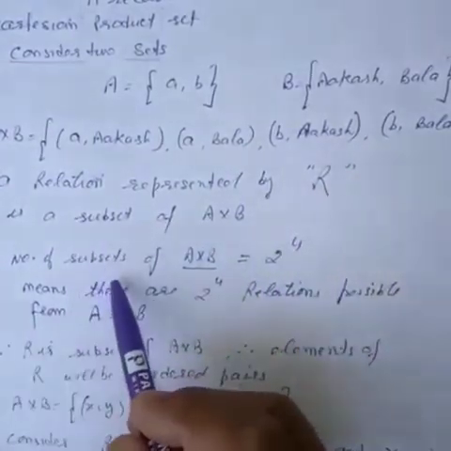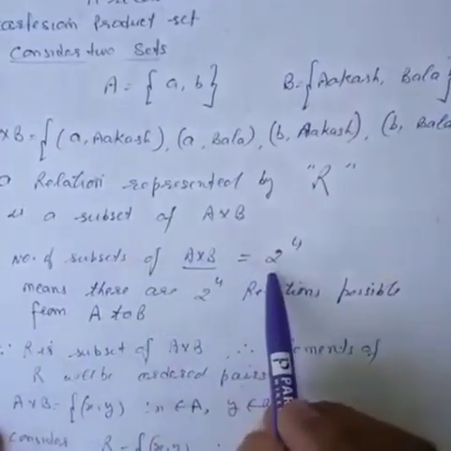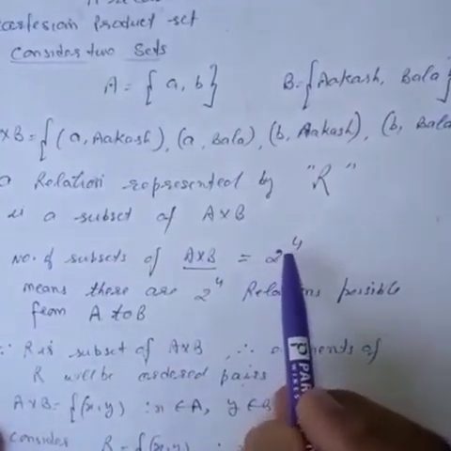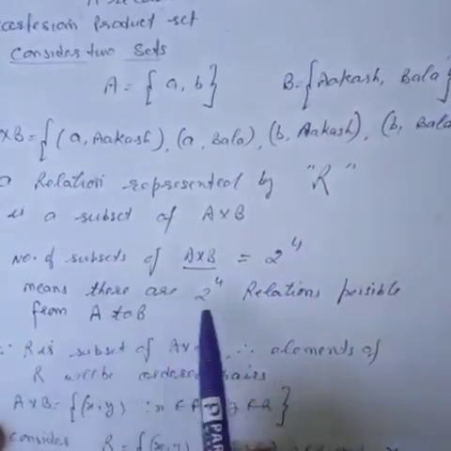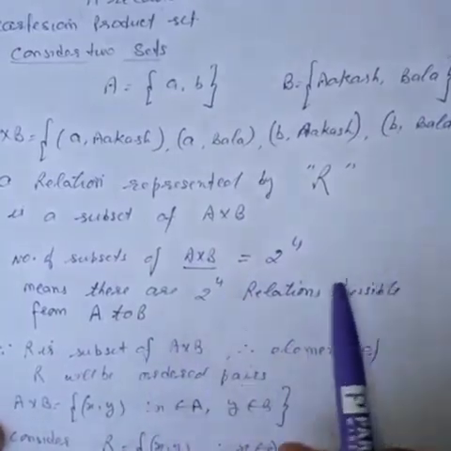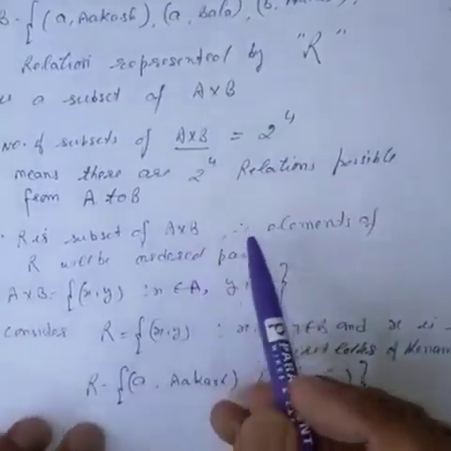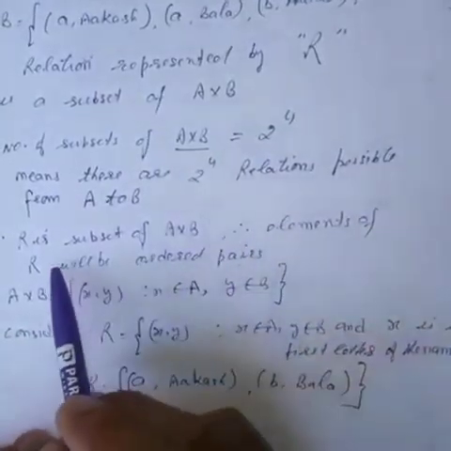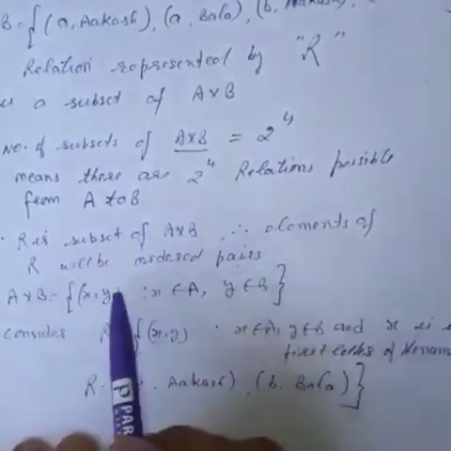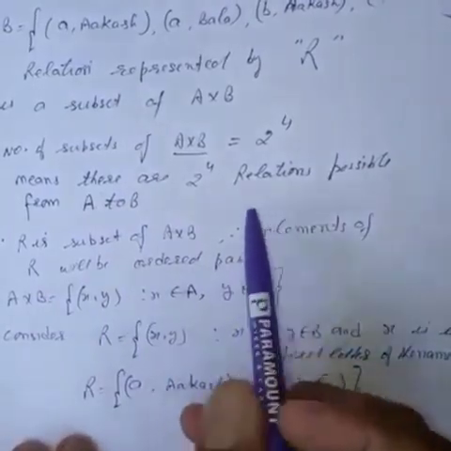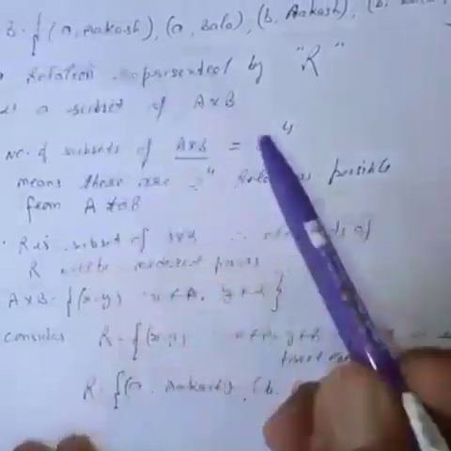It means what are the number of subsets? These are 2 raised to the power 4. We have done the formula. It means there are 2 raised to the power 4 relations possible from A to B. Now because R is a subset, so it means the elements of R that will be in the form of ordered pairs as present in A cross B.